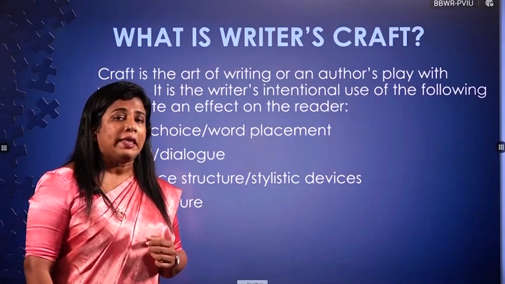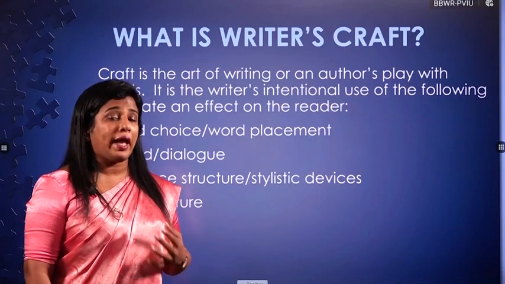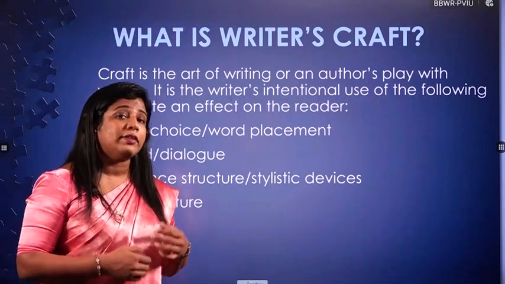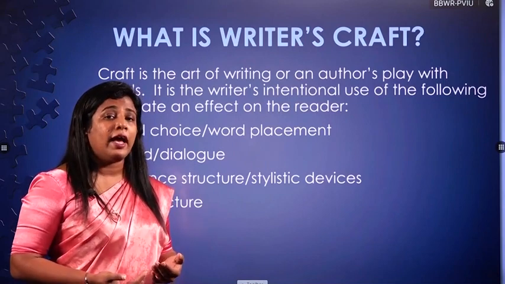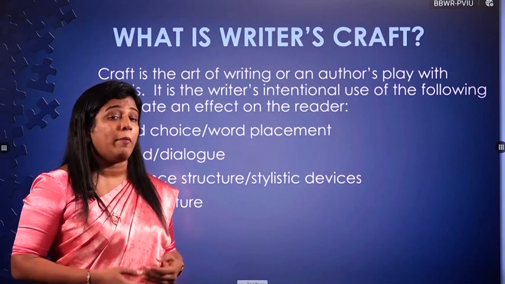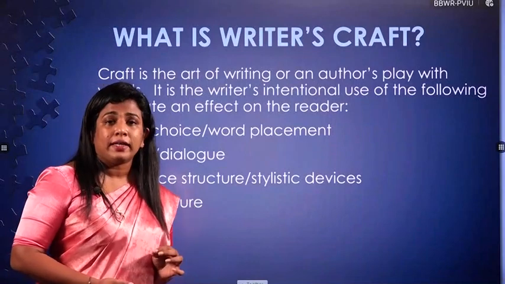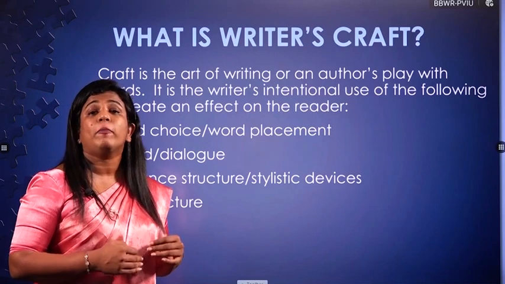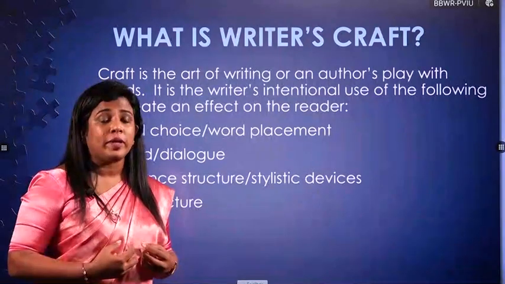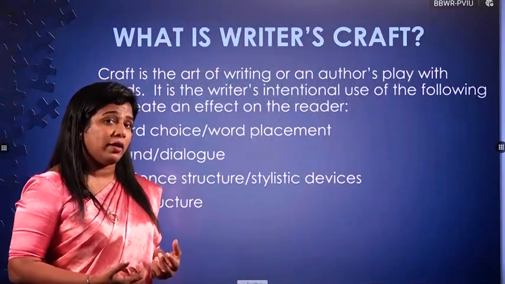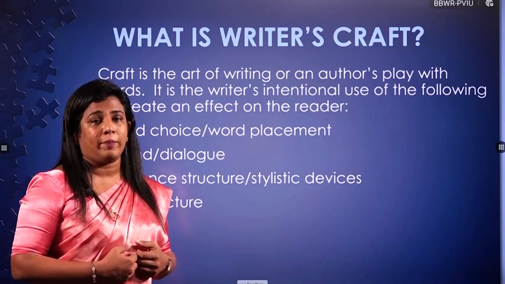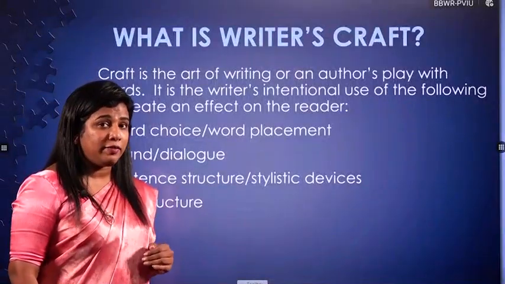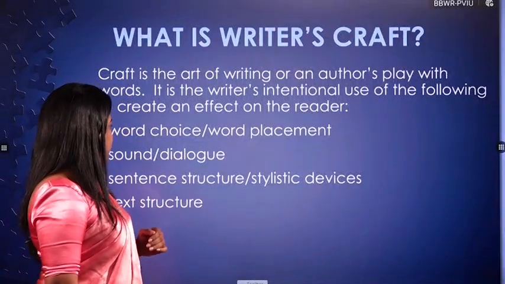For example, if I use the word angry and say, I am feeling angry, it doesn't tell the readers or the listeners how angry I am. Am I very angry? Am I slightly angry? They wouldn't know. But if I were to say, I am fuming, the word fuming expresses a clearer idea as to how angry I am. That is what we mean by word choice, selecting particular words for a particular effect.